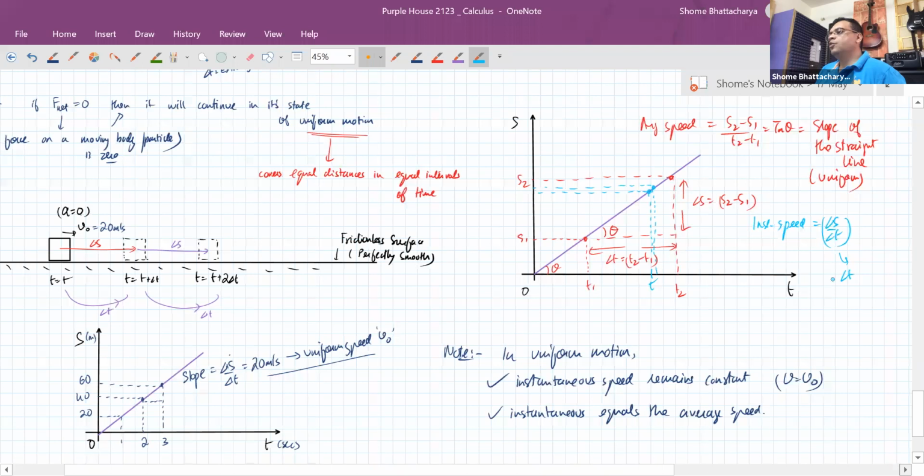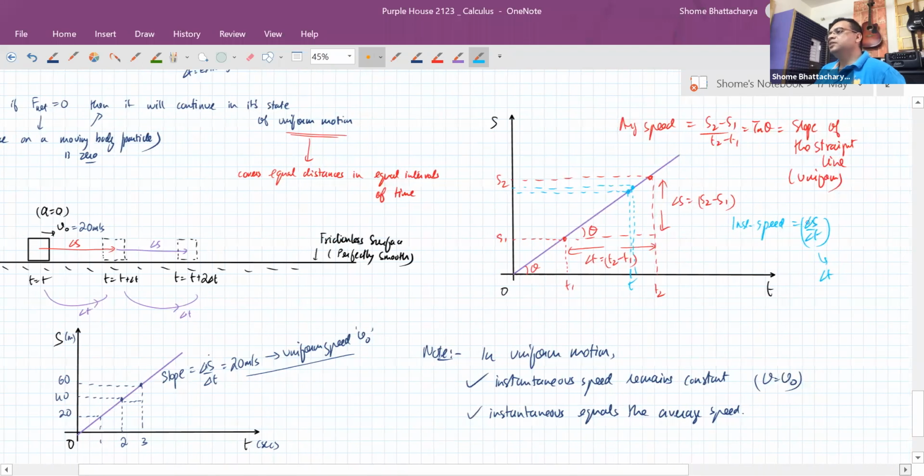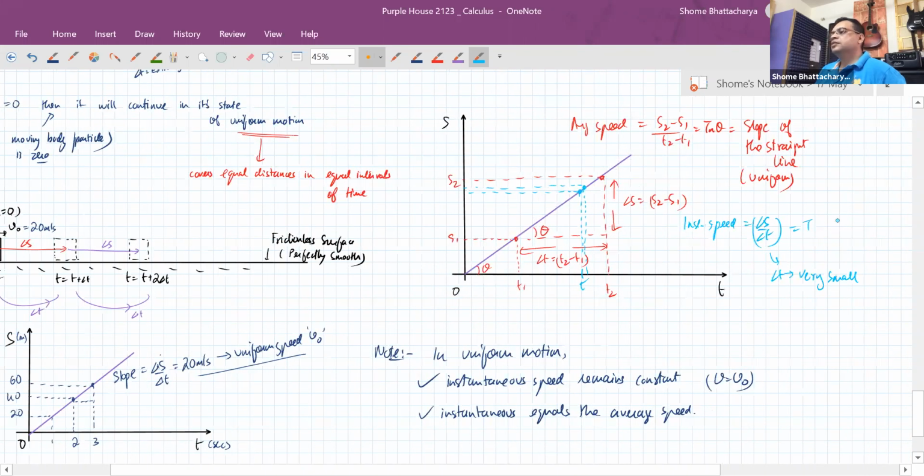It should be an extremely small interval of time. But even that will give me the same, na? That will be tan theta, which is uniform. So that is the property that a straight line has.